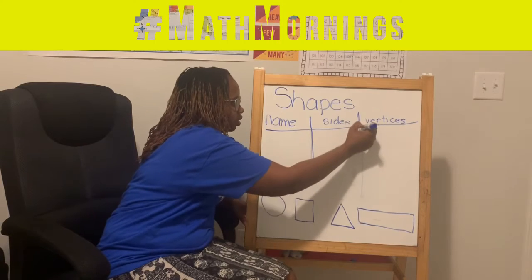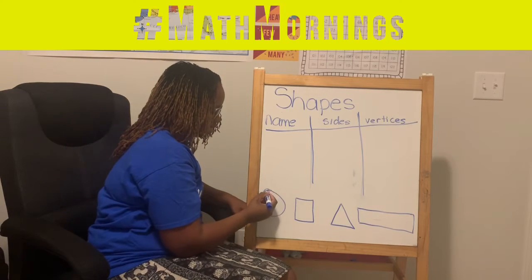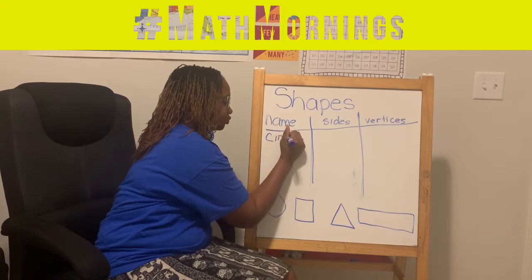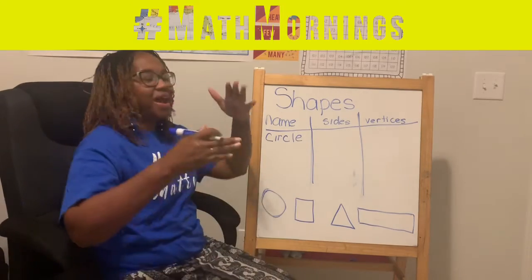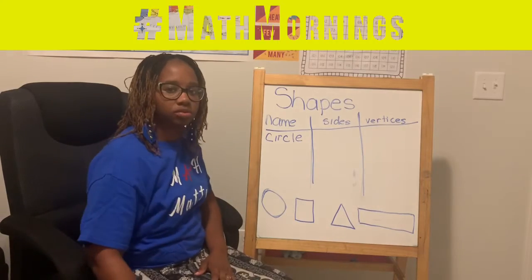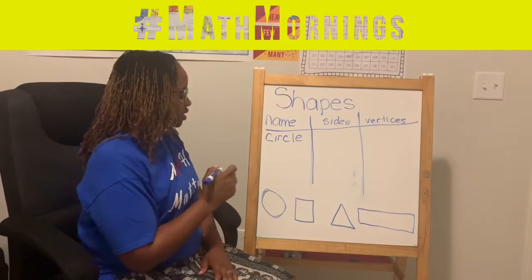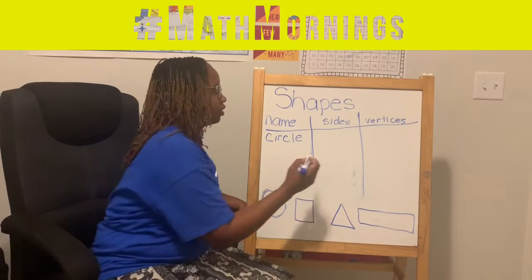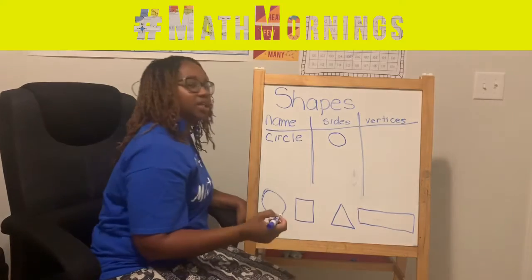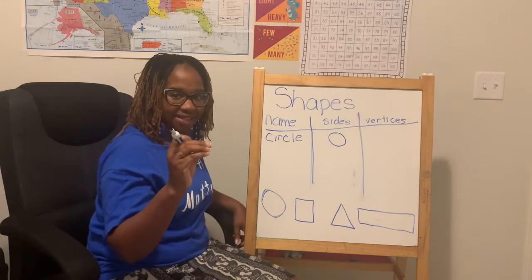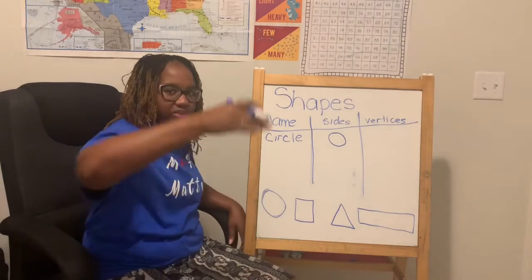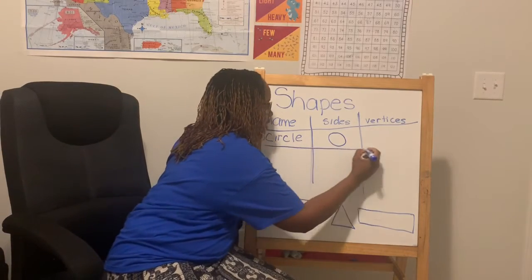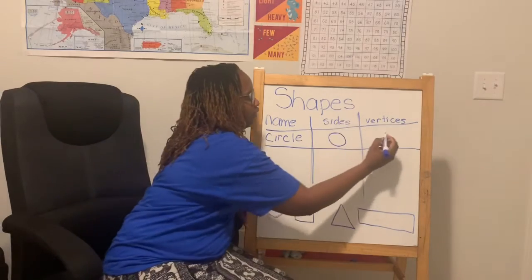First we're going to name the shape. So this is the shape of a circle. When we talk about sides, we're talking about how many straight lines going up and down, or side to side, does this shape have? Does the circle have straight lines? No. So the circle has 0 sides. It does not have any lines in the shape that go up and down or side to side.